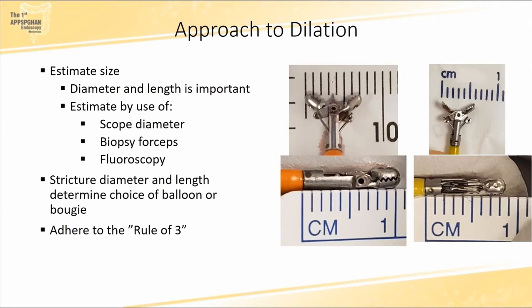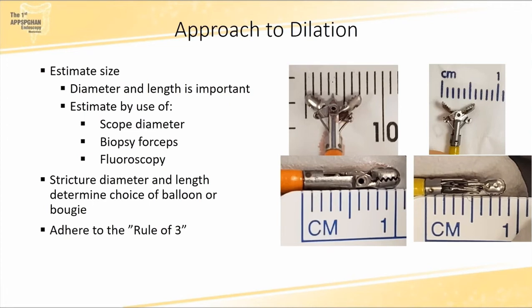I also use fluoroscopy, which I think is a very useful tool, but that's not always present for some people, depending on where they're operating. Once you determine the stricture diameter and length, that will help you determine the choice of balloon or Savary bougie dilator to use.